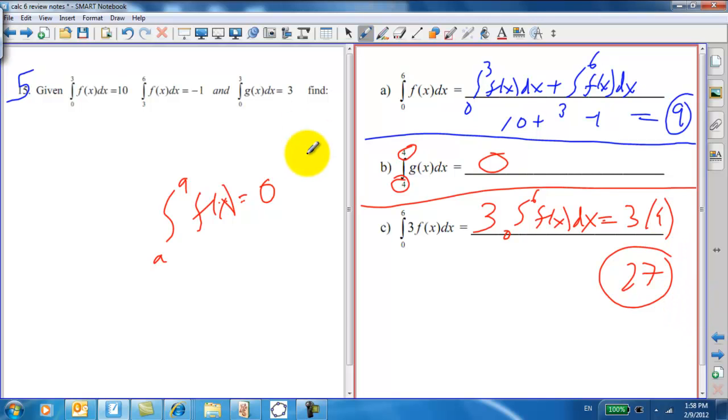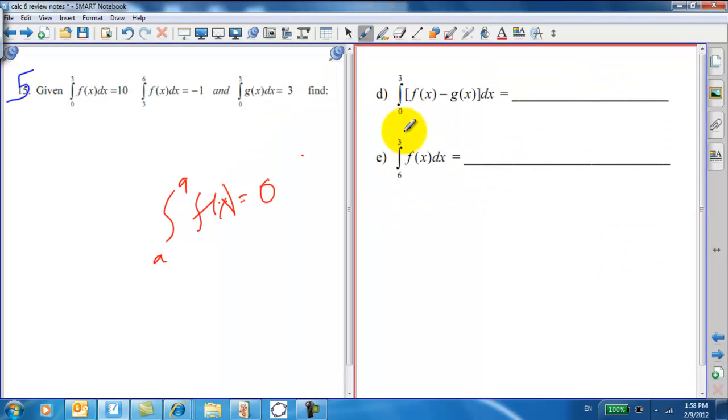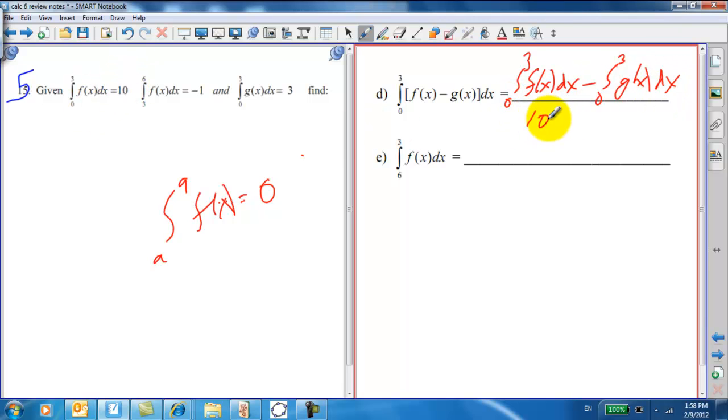Now let's pin this down because we might have this as needed information. And let's go on to the next batch. Integral from 0 to 3 of f of x minus g of x dx. Well, you are allowed to distribute the antiderivative over subtraction. So this becomes the integral from 0 to 3 of f of x dx minus the integral from 0 to 3 of g of x dx. And that we can look up here, that's 10 minus, and the g from 0 to 3 is 3, so we end up with 7.